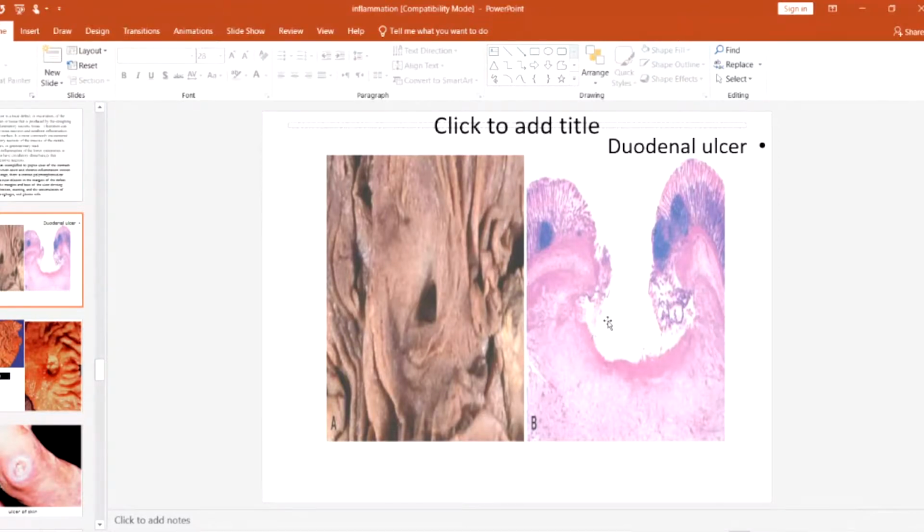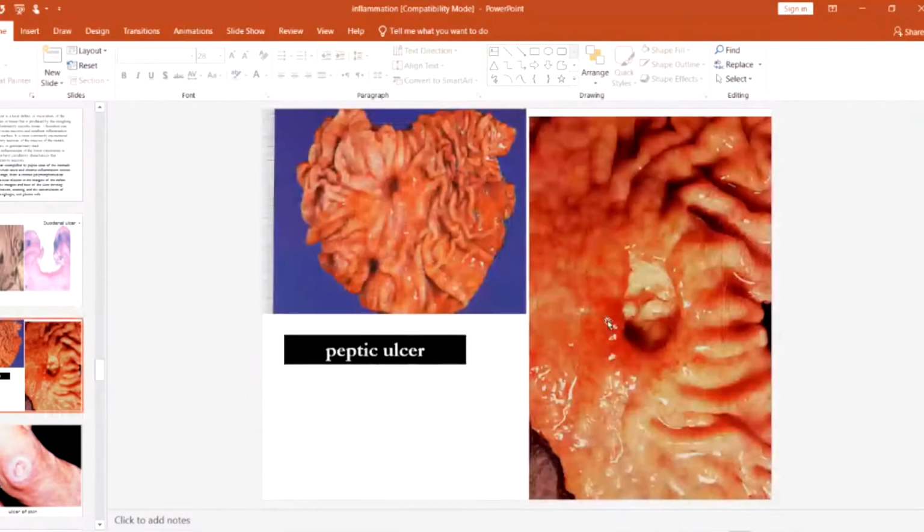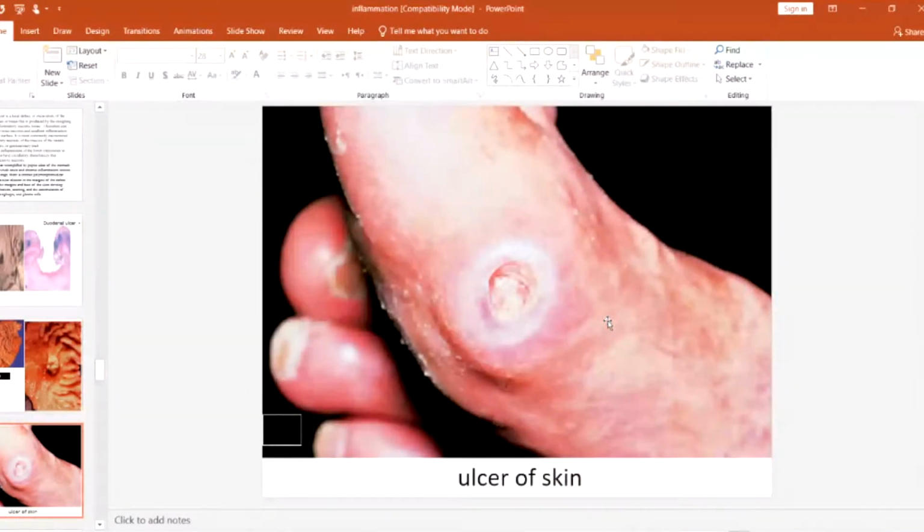Because the gastric acid in the stomach. Okay, yes, you are correct. Gastric acid. What's your name? رقية عيسى. بالضبط، تمام. The cause is the acid of the stomach. Now, what is the cause for this ulcer in the skin?